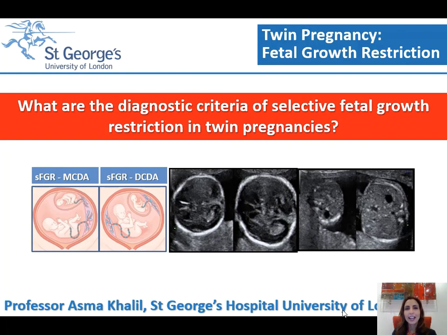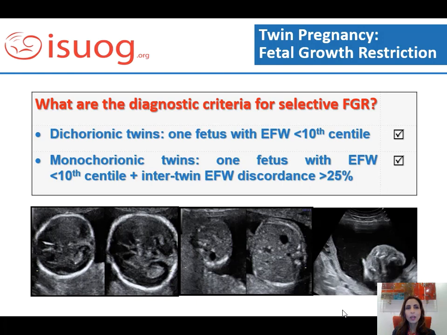Hello everyone. So what are the diagnostic criteria of selective fetal restriction in twin pregnancies? When we wrote the ASWAG guidelines, the diagnostic criteria for selective fetal restriction differed according to the chorionicity. So in dichorionic twins, it was when one twin has estimated fetal weight less than 10 centile.